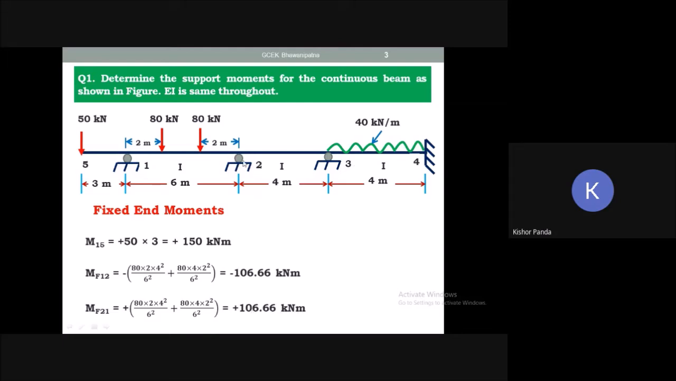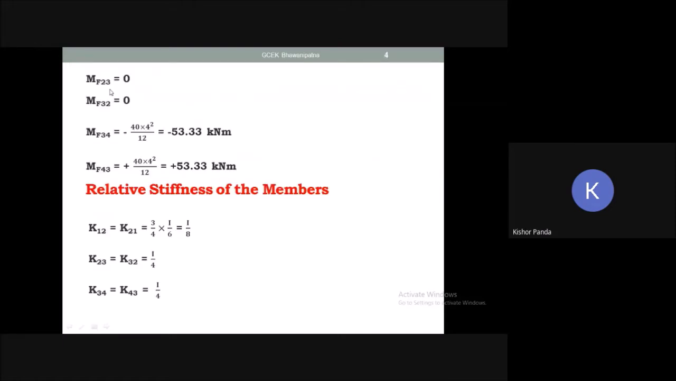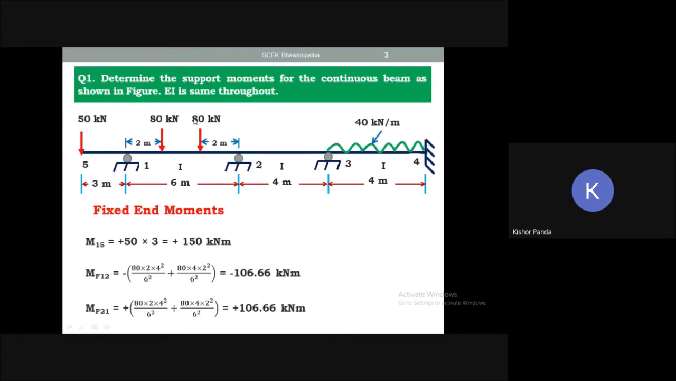Then for span 2, 3, you have to find out MF23 and MF32. But here there is no loading. So what is the moment? The fixed end moment MF23 is 0, and MF32 is also 0.